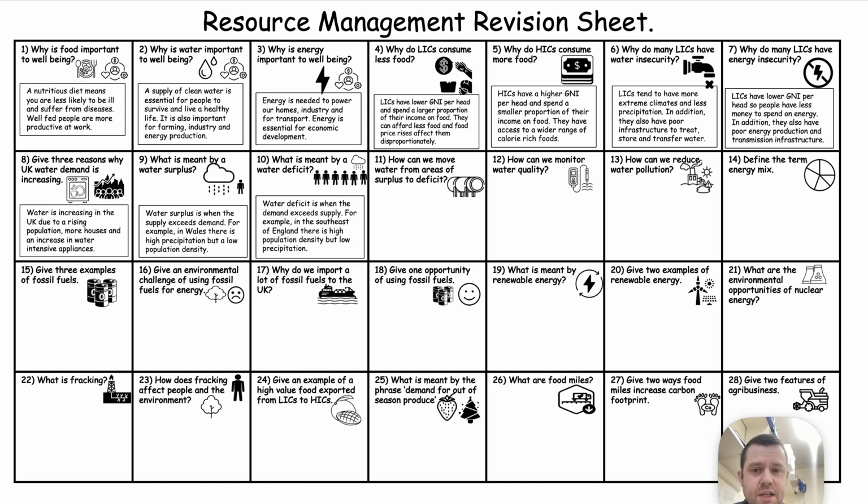The opposite of this is a water deficit. If you have a deficit, you have too little of something. It's where demand, what people want or need, exceeds the supply. An example we can use is the southeast of England. There's relatively low rainfall when compared to places like Wales, but it's where most people live. It's got the highest population density. Think of London.